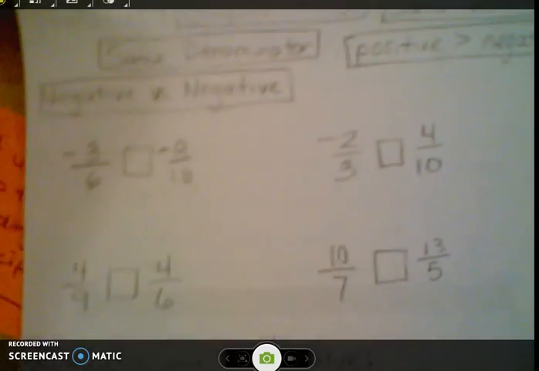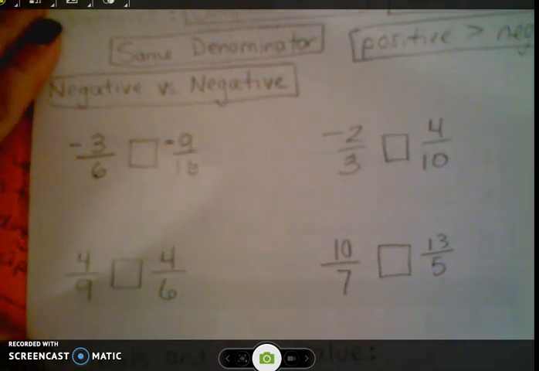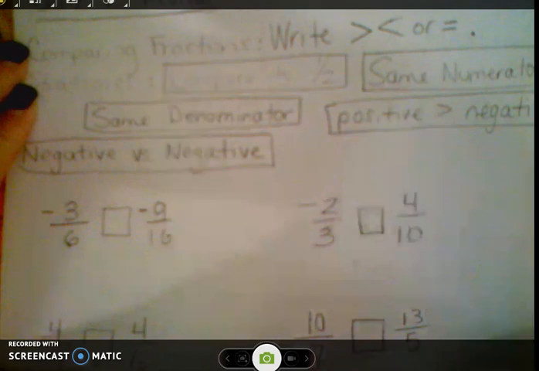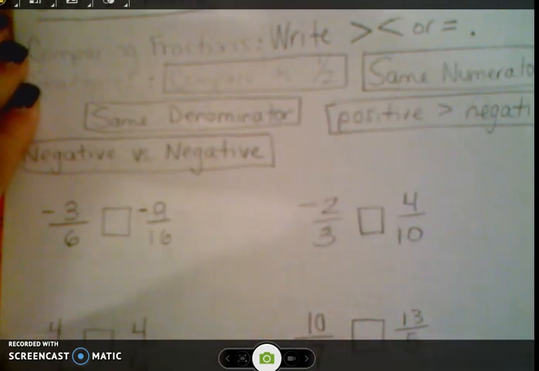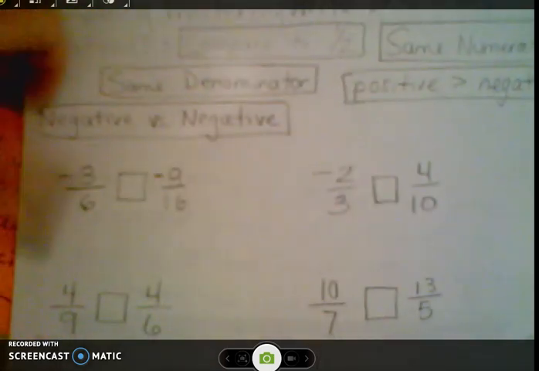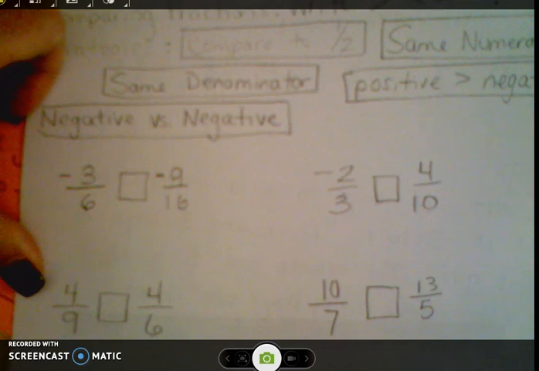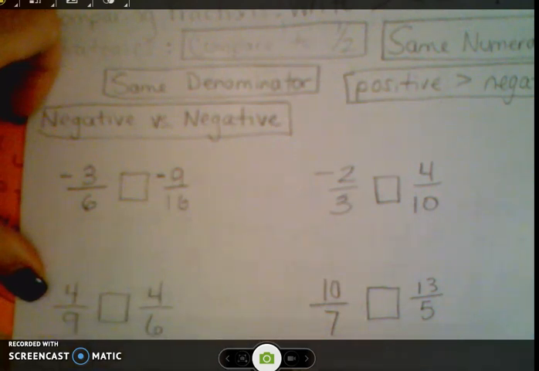All right, so the first part of our review talks about comparing fractions using the strategies that we talked about in class: comparing to half, same numerator, same denominator, positive versus negative, or negative versus negative. Our first comparison is a negative versus negative, and the one that is more negative is actually smaller than the one that is closer to 0.